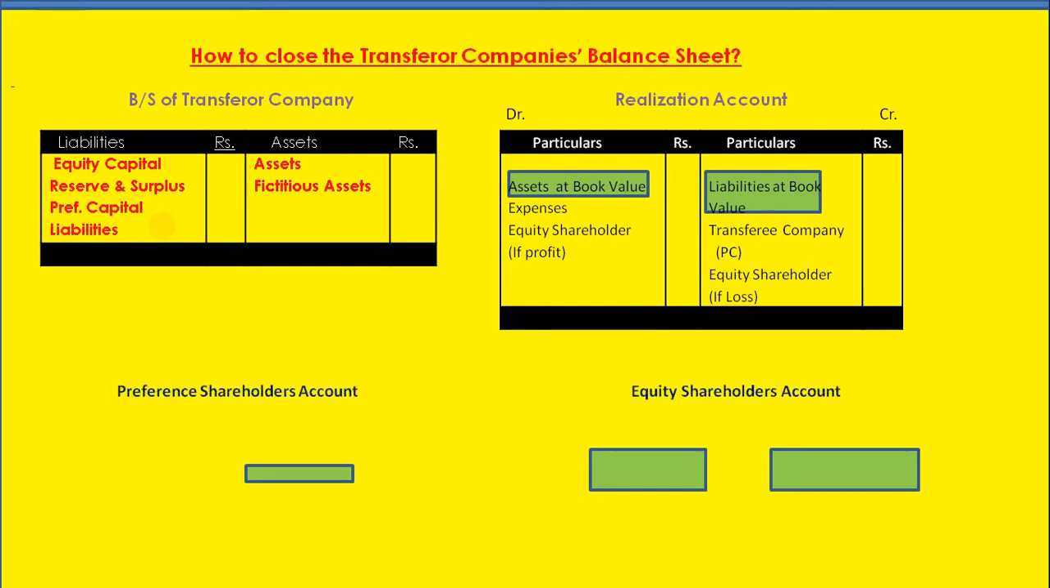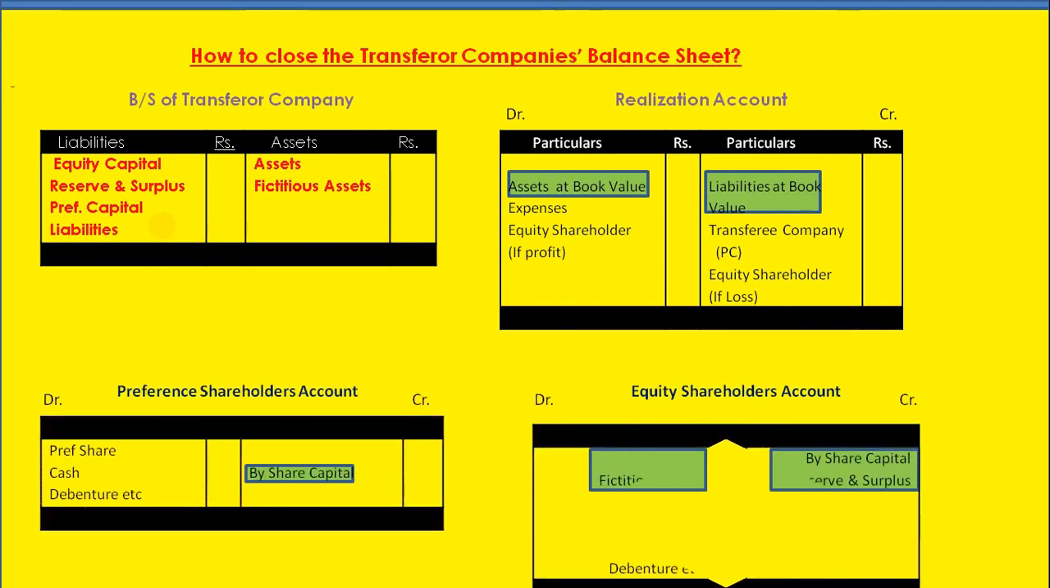Now, second thing, let's first see fictitious assets. Fictitious assets will go to the equity shareholders account on the debit side. Fictitious assets are normally various losses, right? Those losses will be borne by the owner of the business, which is the equity shareholders account. If there is a fictitious asset in the balance sheet, that should be transferred to the debit side of the equity shareholder account. Now both the assets and fictitious assets are taken out from the balance sheet. We don't have anything here. Liabilities are also transferred, right? We have transferred liabilities to the realization account.